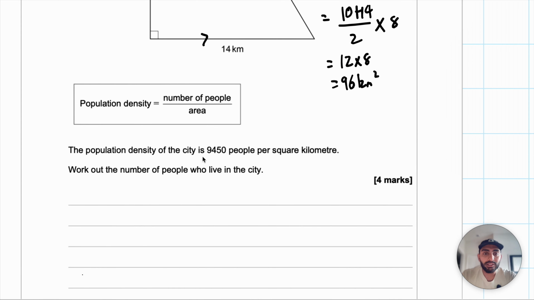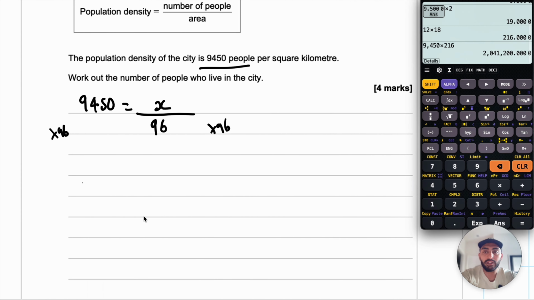Population density of the city is 9,450 people per square kilometre. Work out the number of people who live in the city. So we're trying to find this number here. So we know the population density is 9450, which is equal to, that's what we're trying to find out, so I'll label that as x, and that's divided by the area, which is 96. I just need to solve this now. X is being divided by 96, so the opposite of that is timesing by 96. Times by 96 on both sides. So we have 9,450 times by 96, which is 907,200.